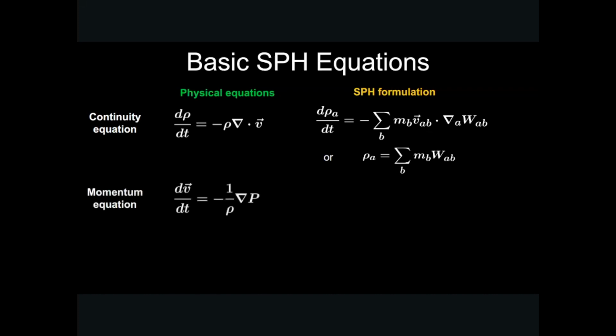Then you need, of course, the momentum equation that rules how your particles evolve in time. And here we have only a pressure gradient term, and the corresponding SPH equation is that one. For those interested in the details of the derivation, you can find several reviews by Monaghan.